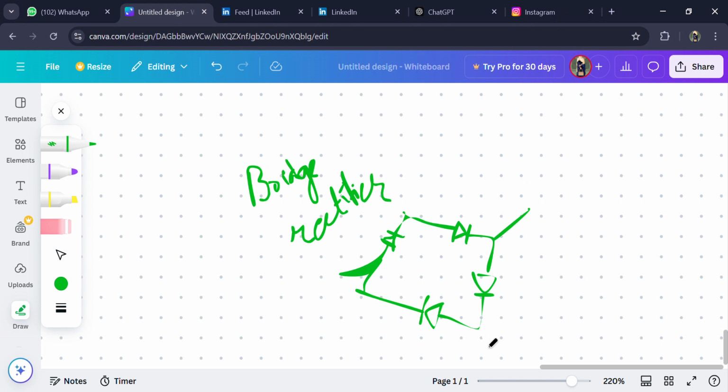This is a rough diagram of the bridge rectifier, which is actually the combination of high potential and low potential, and all four diodes are actually attached as a bridge. And the bridge rectifier is mostly used to maintain the frequency of the wave. That's the only function of the bridge rectifier.